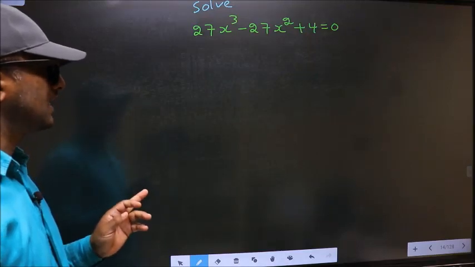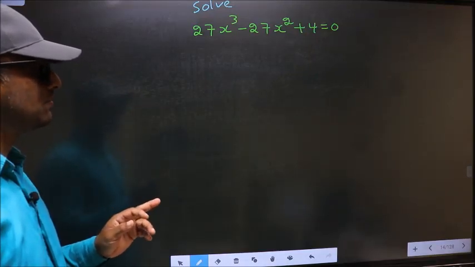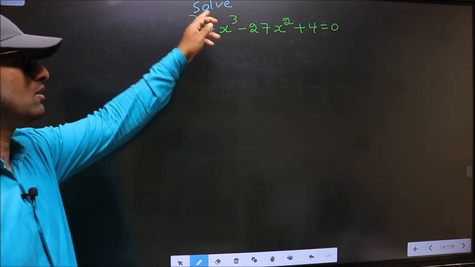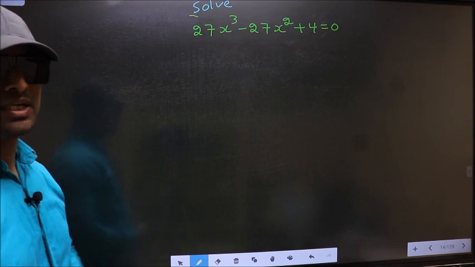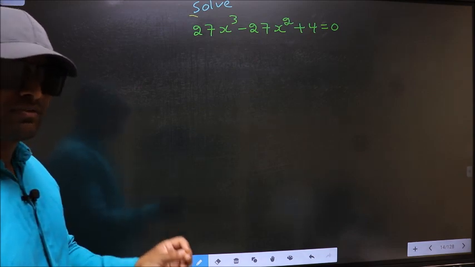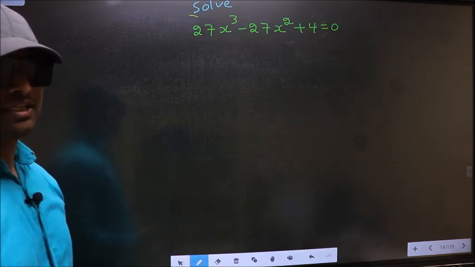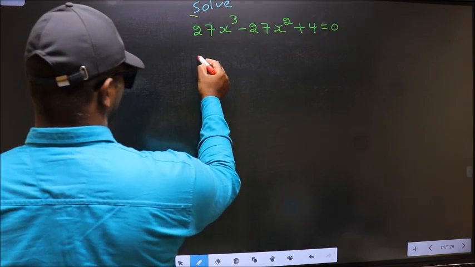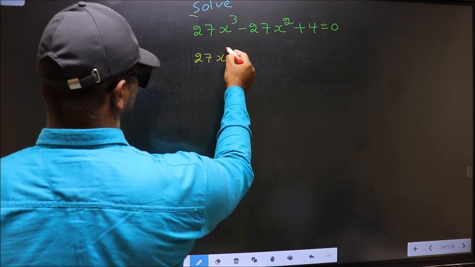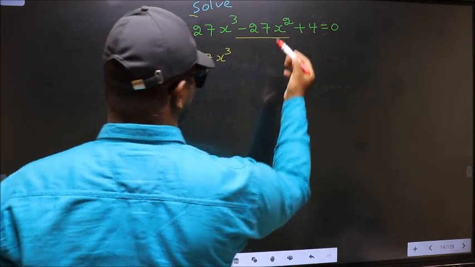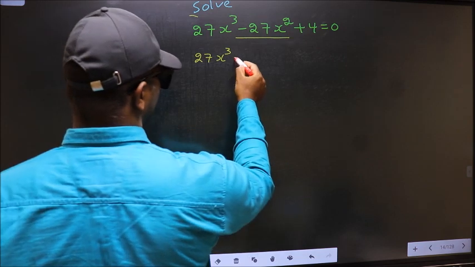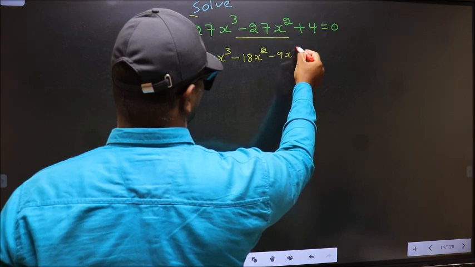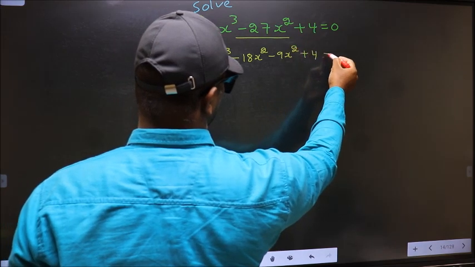Solve 27x cube minus 27x square plus 4 equal to 0. Here they told us to solve, which means we should get the values of x. For that, here we have to change the x square term. What I mean is, see, 27x cube, in place of minus 27x square, now I write minus 18x square minus 9x square plus 4 equal to 0.